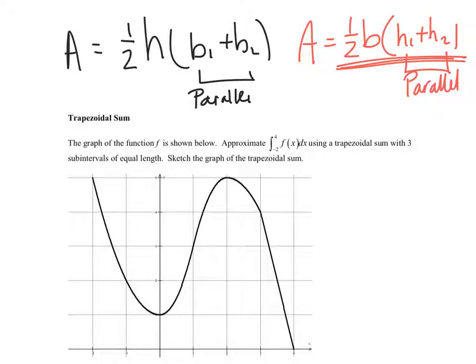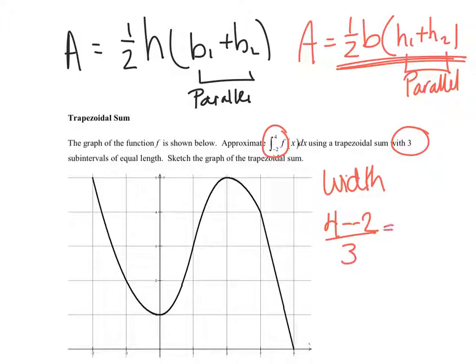So, just to remind you, to get the width of your rectangle, very similar to yesterday, I'm going to take the difference in my integral bounds, so the distance between those two, 4 minus -2, divide by the number of subintervals. So 6/3, so I'm going to have a width of 2. Now this does say we're going to have equal lengths, that's why I'm doing that, to make them all equal.